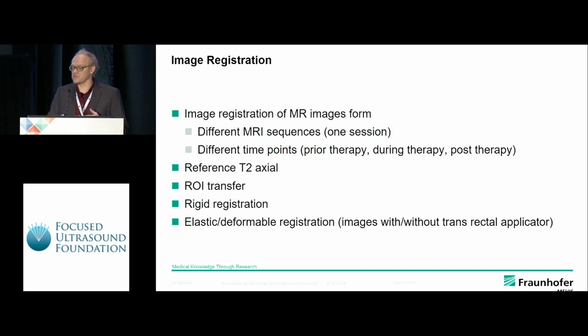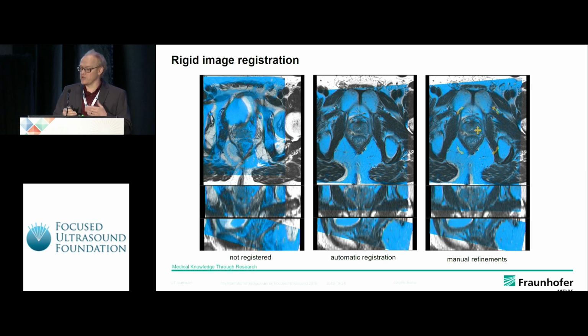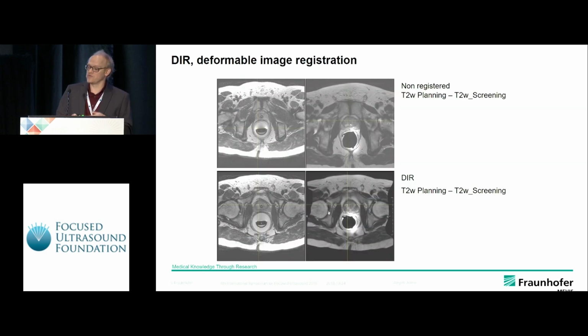And with this synchronization, you can also have a ROI transfer, for example, and we have rigid and elastic or deformable registration. Here is an example of rigid registration: non-registered on the left, in the middle automatic registration, and manual refinement on the right. And in addition, we have tools for deformable image registration. That's important when you have registration between the diagnostic and the therapy with the applicator in the rectum. This will move the prostate and the whole organs, and this can be managed with deformable registration.